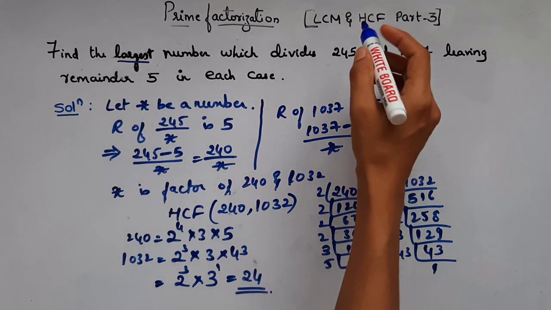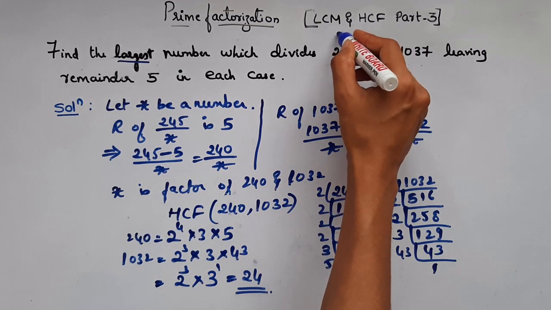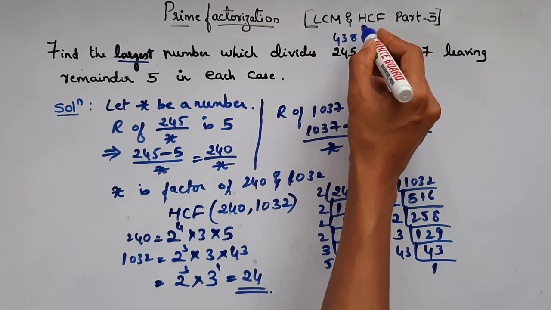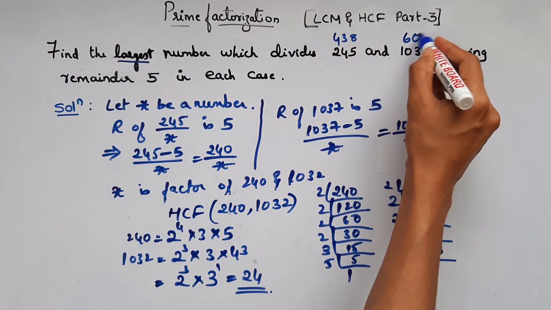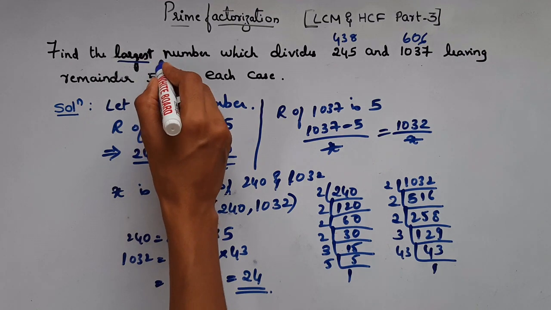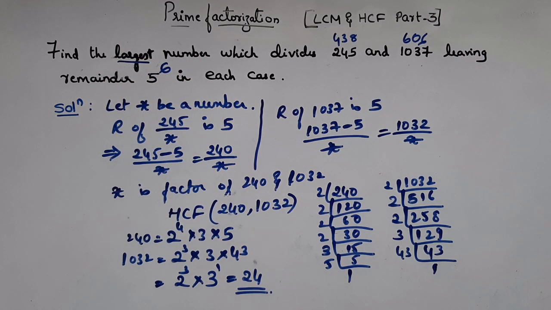Let's solve a similar question for 438 and 606, leaving remainder 6 in each case. Do try to solve this and let me know in the comment section below.